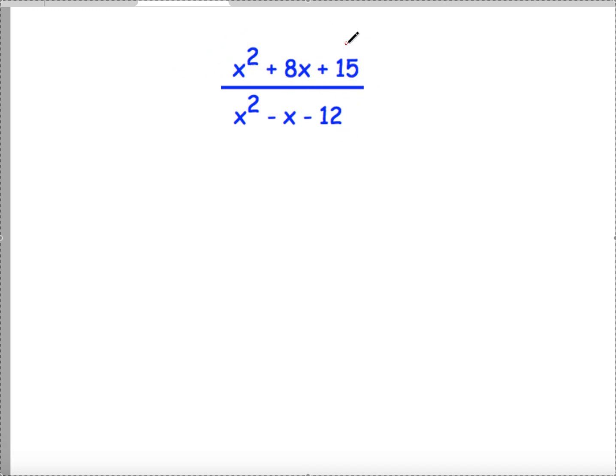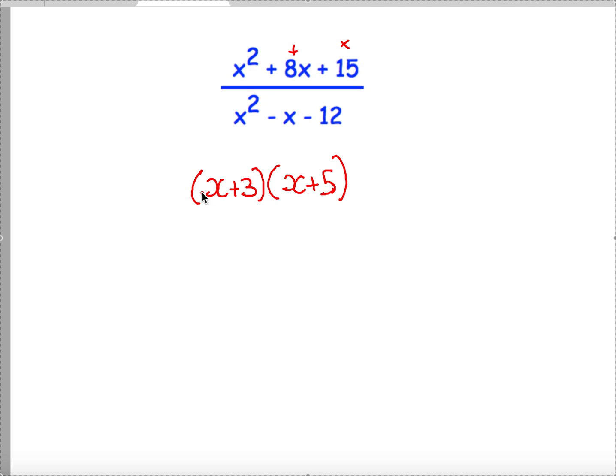If I factorize the top, I'm looking for numbers that multiply to 15 and add to 8, which hopefully we know is x plus 3 and also x plus 5. Usually with these questions, if you're being asked to simplify something, something will cancel out.